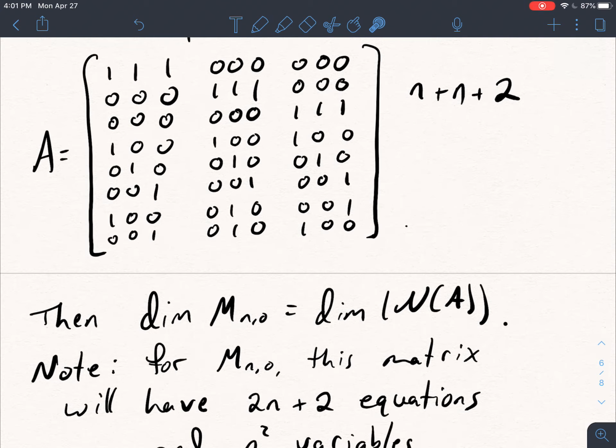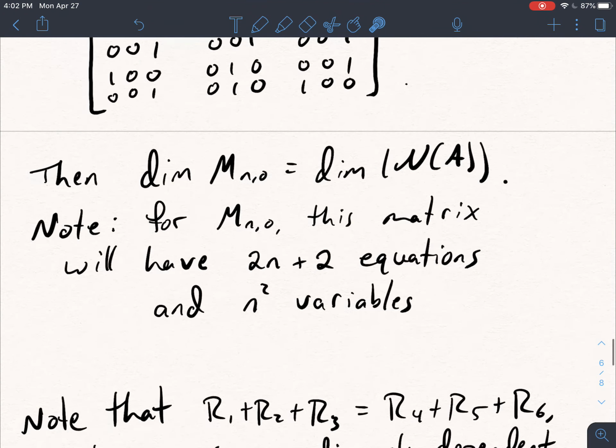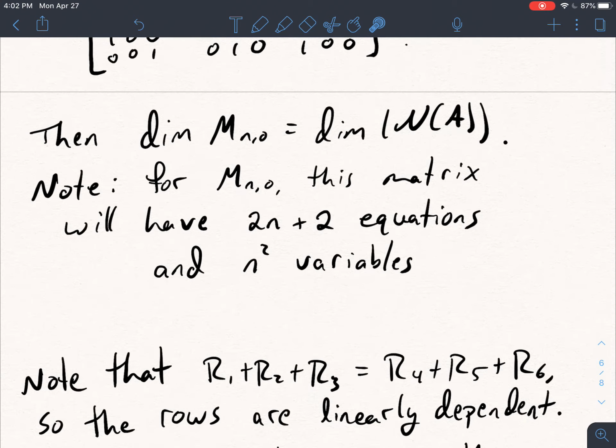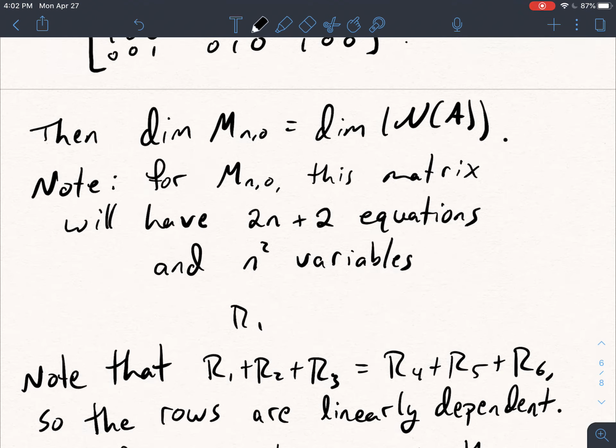If I add up all of the first 3 rows, and then the next 3 rows, I should get the same vector of all 1s. So if I add up the first 3 rows here, I get 3 1s from there, 3 1s from there, 3 1s from there. And then if I add up the next 3 rows, I would get 3 1s there, 3 1s there, 3 1s there. So both the first 3 and then the second 3 are going to add up to a vector consisting of all 1s. So I have that here. Row 1 plus row 2 plus row 3 is equal to row 4, row 5 plus row 6.